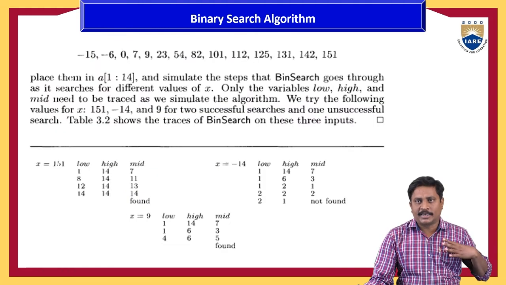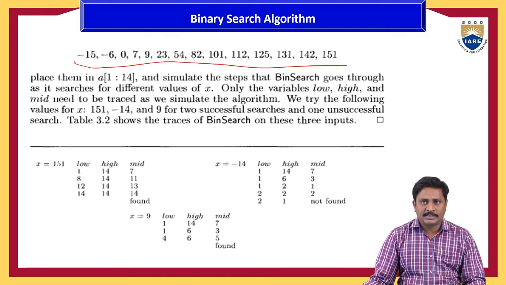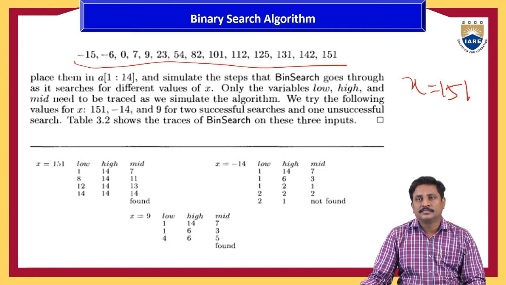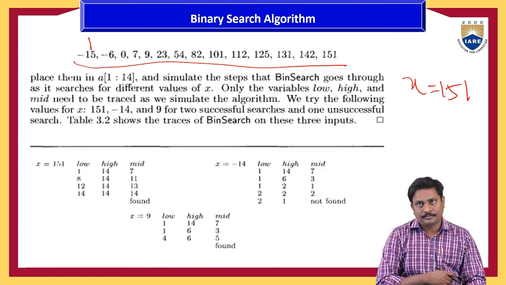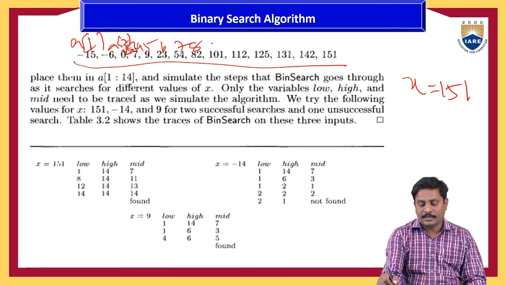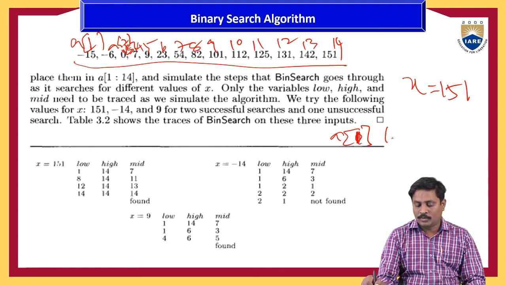Next, a problem on the binary search algorithm. Now here these are the given elements. In these elements, we find the element whose value is 151, so X equals 151. Here first the low value is 1. So A of 1, A of 2, A of 3, A of 4, A of 5, A of 6, 7, 8, 9, 10, 11, 12, 13, 14 elements are there. All these elements are stored between A of 1 to A of 14.